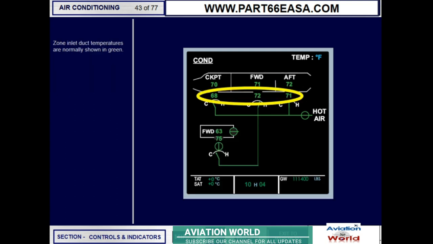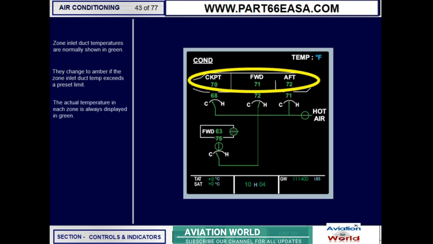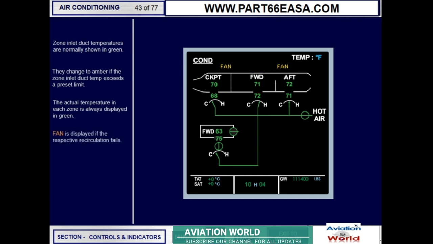Zone inlet duct temperatures are normally shown in green. They change to amber if the zone inlet duct temp exceeds a preset limit. The actual temperature in each zone is always displayed in green. Fan is displayed if the respective recirculation fan is operating.